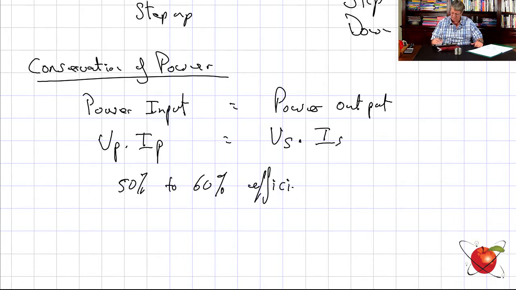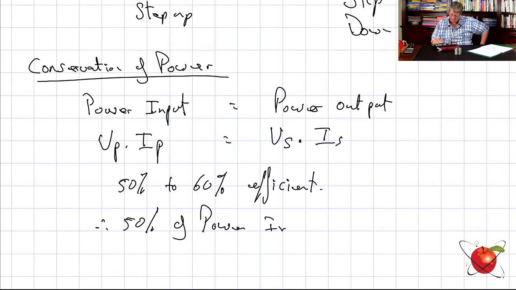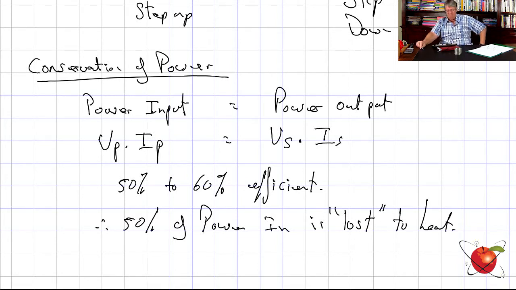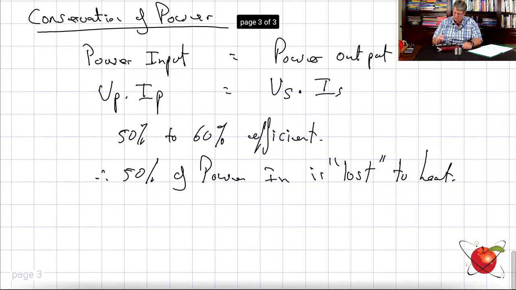What is efficiency? That's actually very low. It means you only get 50% out of what you put in, so your output is half of what you put in. Therefore, 50% of the power in is lost, in inverted commas, to heat. There are eddy losses and things like that inside the transformer. That's just a guide for those of you who wanted to know a bit more about it.